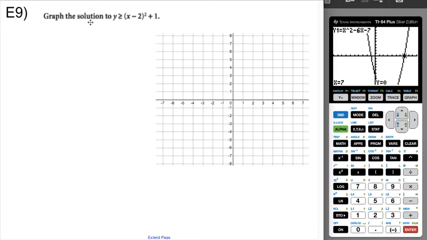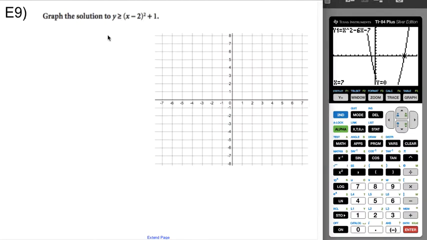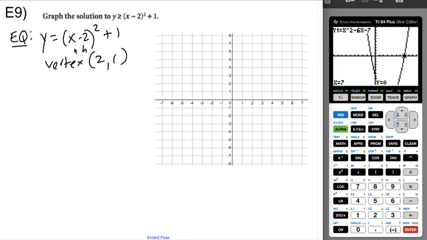All right, so we're asked to graph the solution to y is greater than or equal to (x minus 2) quantity squared plus 1. So this is already in vertex form. If we graph the equation y equals (x minus 2) quantity squared plus 1, the vertex is at (2, 1), because that's my (x minus h) quantity squared plus k. And my a is 1.